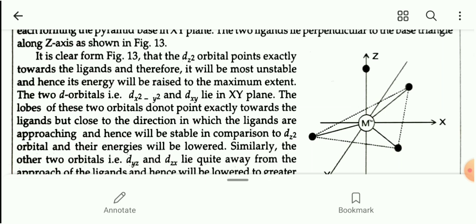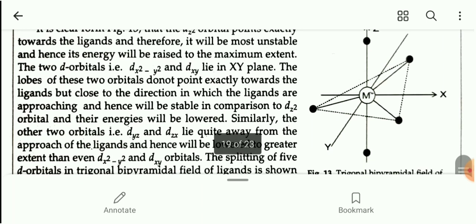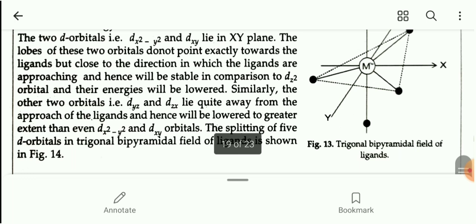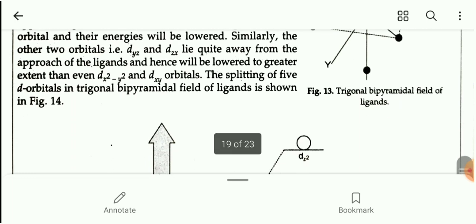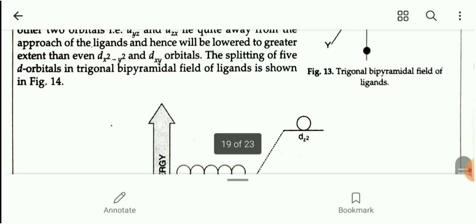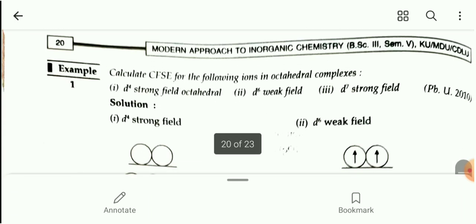The two d orbitals, that is dx square minus y square and dxy, lie in the xy plane. The lobes of these two orbitals point close to the direction in which the ligands are approaching, and hence will be stable in comparison to the dz square orbital, and their energies will be lowered. Similarly, the other two orbitals, dyz and dzx, lie quite away from the approach of the ligands and hence will be lowered to a greater extent than even the dx square minus y square and dxy orbitals. The splitting of the 5d orbitals in a trigonal bipyramidal field of ligands is shown in figure 14. Then there are a few examples to calculate CFSE values.